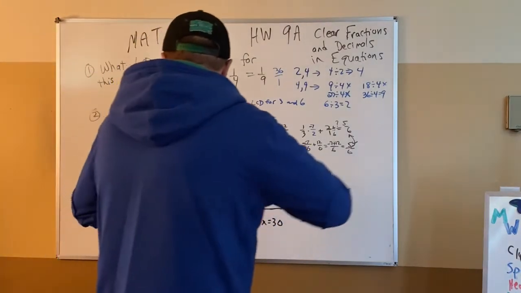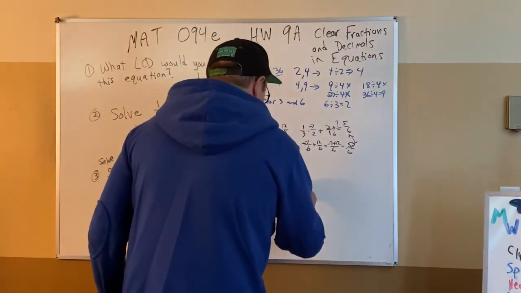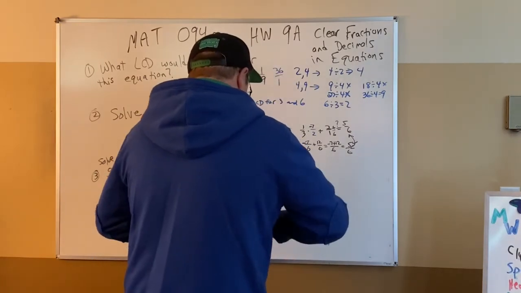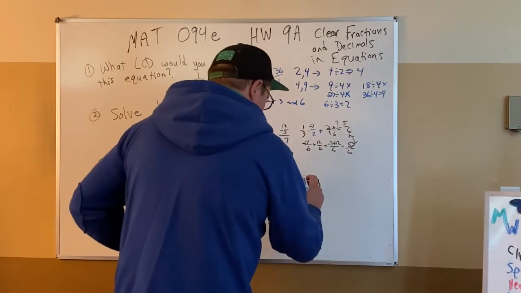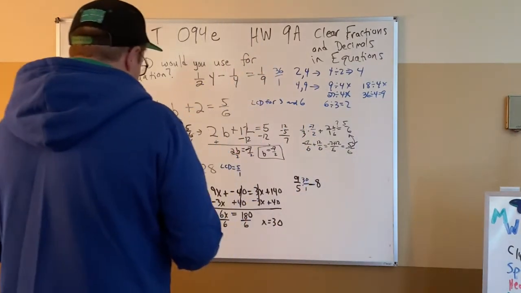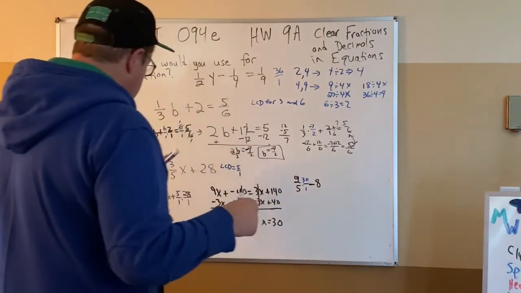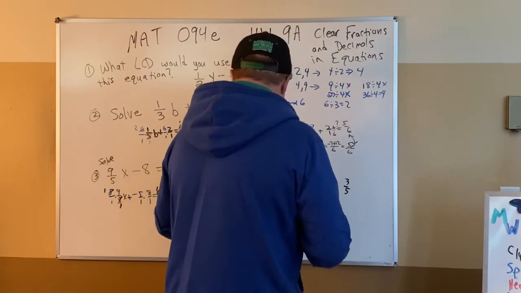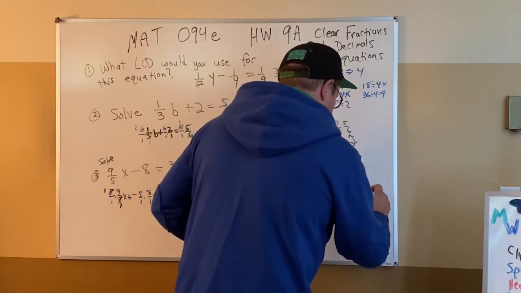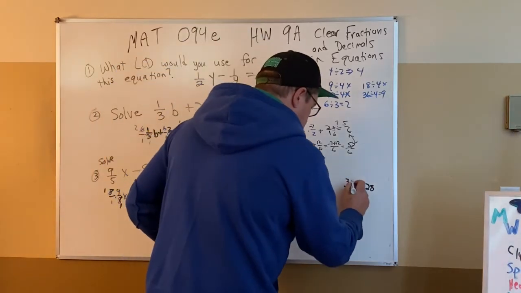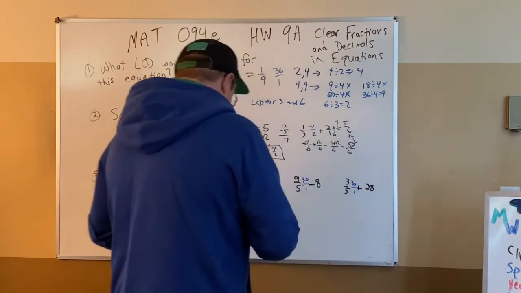On one side, I have 9 over 5 times my number minus 8. My number is 30, also known as 30 over 1. The other side, I have 3 fifths x plus 28. So 3 fifths times my number plus 28. And again, 30 will go in as 30 over 1. So we can work with the fractions.